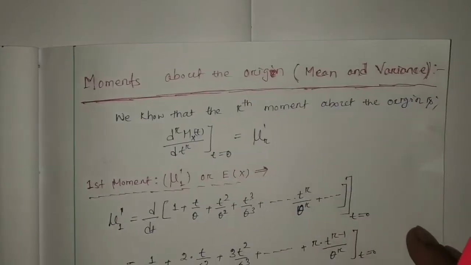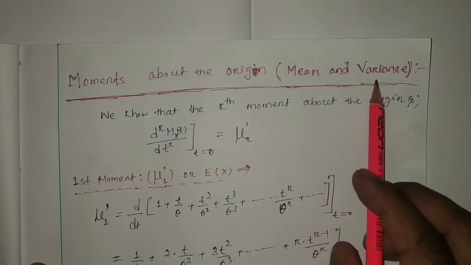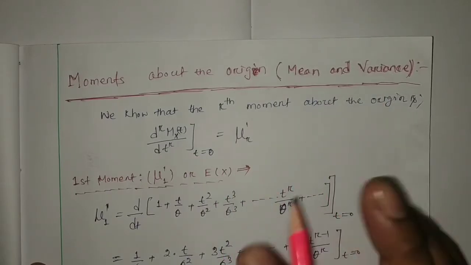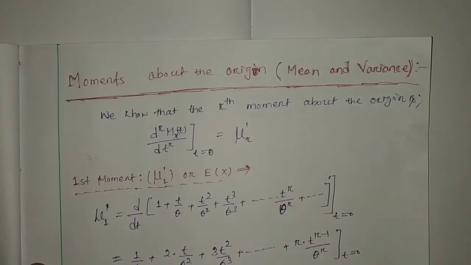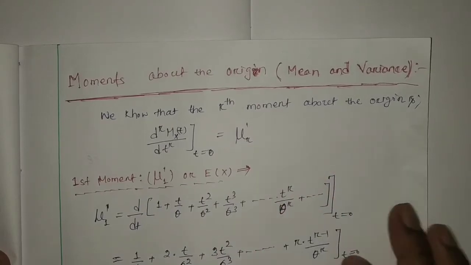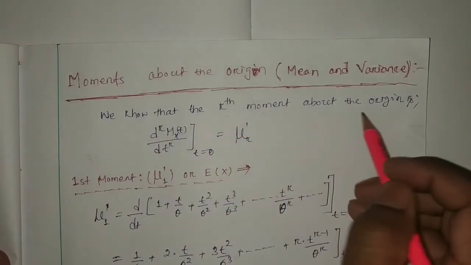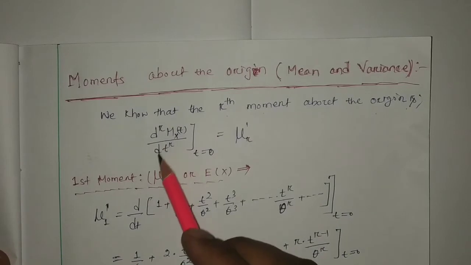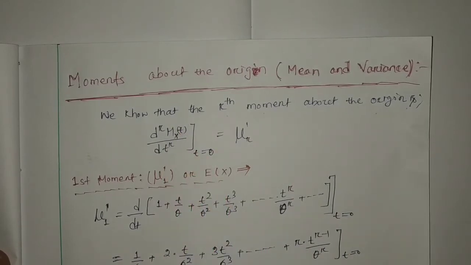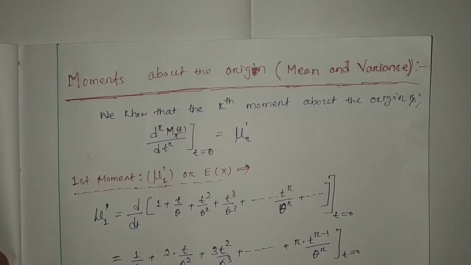Now we are going to go for the moments about the origin, and using the moments, mean and variance we are going to find out. Here we are going to find the first moment and second moment about the origin. If you want, you can evaluate the higher order moments. Here we know that the rth moment about the origin is the rth derivative of the moment generating function. This is your M_X(t).